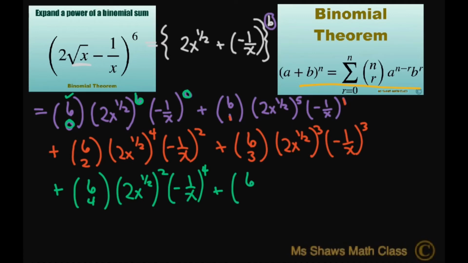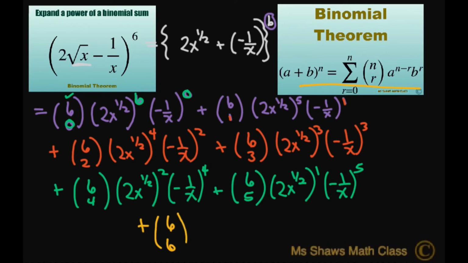Plus 6 choose, what's next? 5. And then we have 2x to the power of 1/2, and then negative 1 divided by x. This should be a 5, so that's to be a 1. And then the last one is going to be 6 choose 6. For that one, we're going to get 2x to the power of 1/2 to the power of 0, negative 1 divided by x to the power of 6.